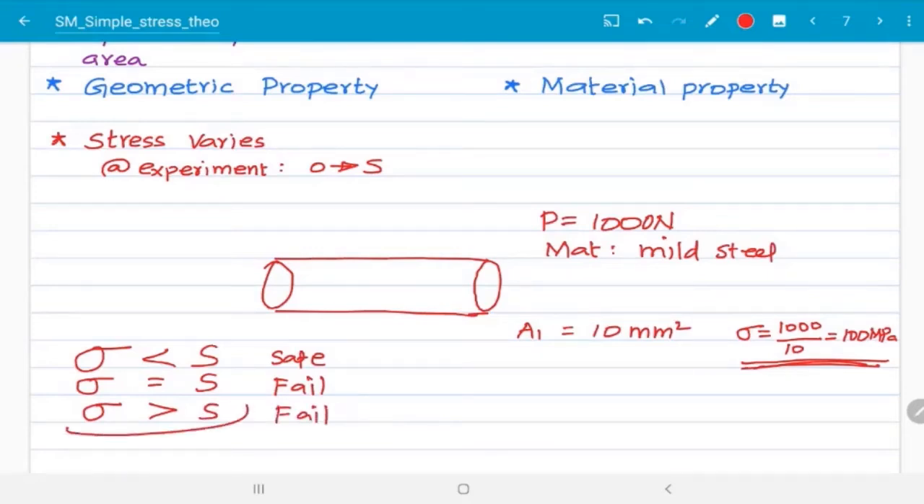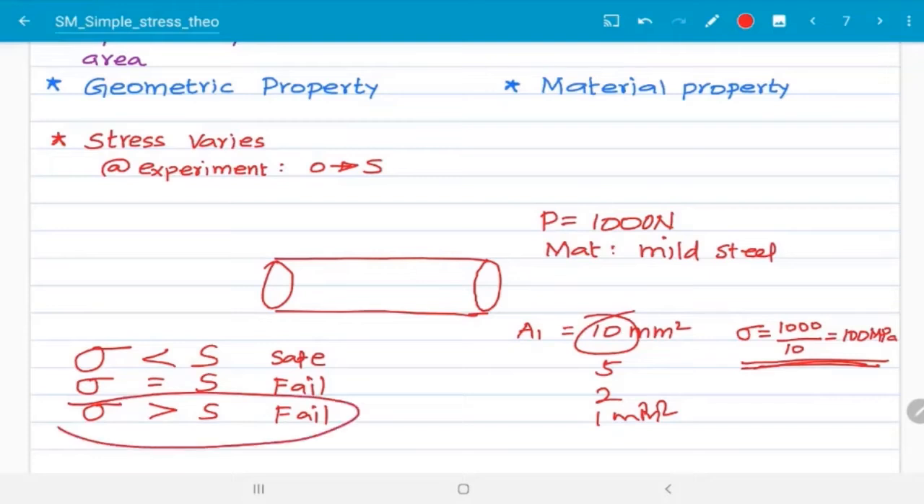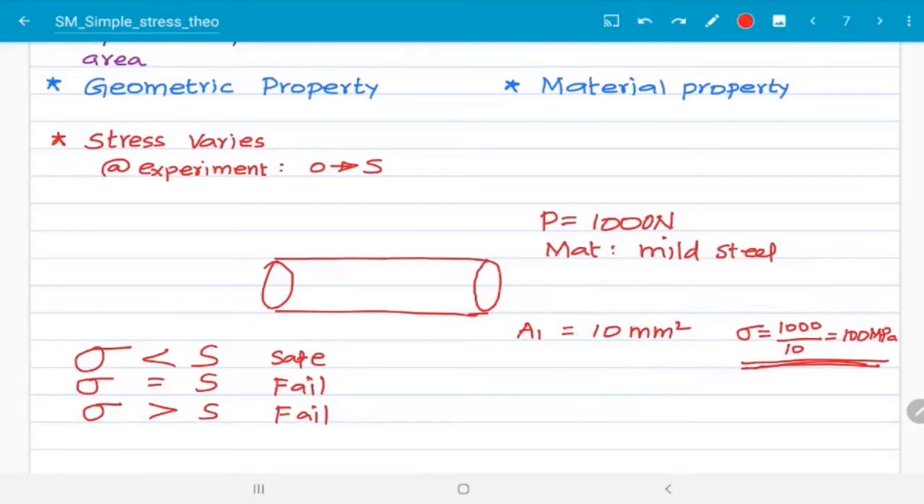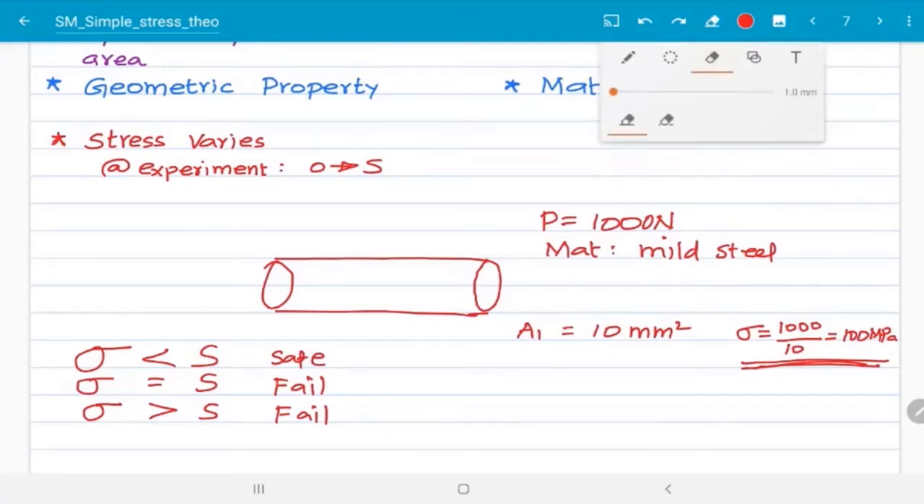Sir, how can the stress be more than strength, sir? See, it is not an experiment. It is a theoretical calculation. You can assume 10 mm square, 5 mm square, 2 mm square, 1 mm square, just as an assumption in the notebook. The component will not fail, no need to worry about it. We can just predict whether it may fail or not if it is done experimentally. So in the paperwork, the calculated value may be anything. Now, what will be the next step?